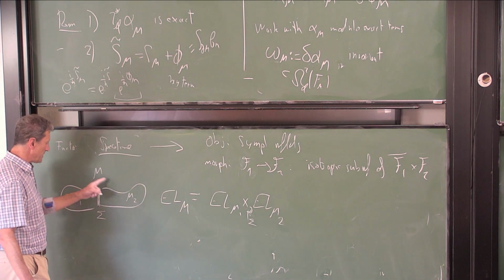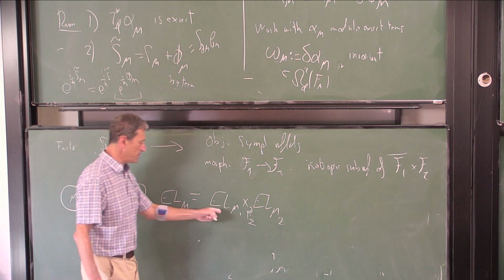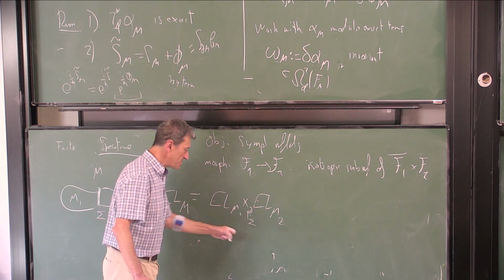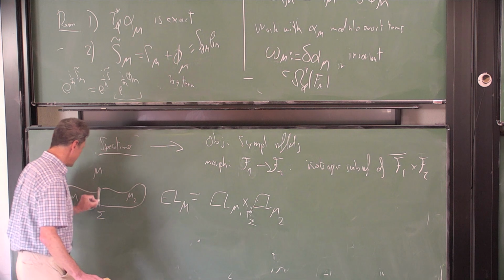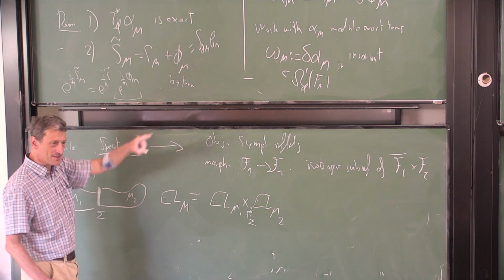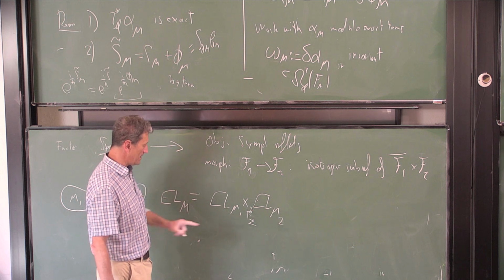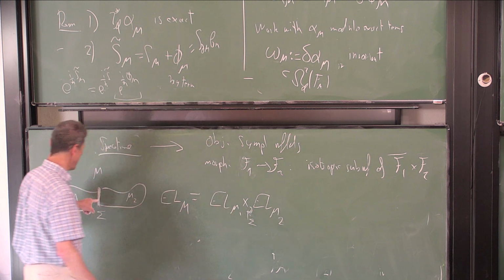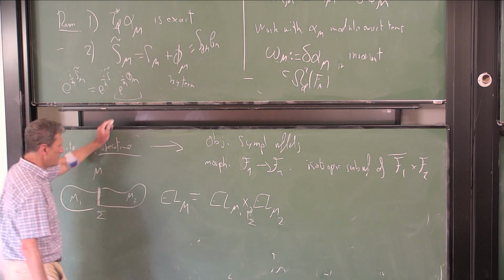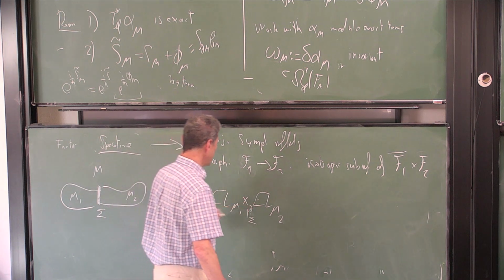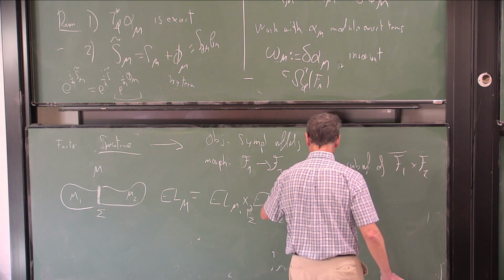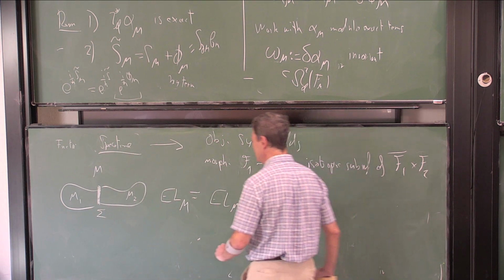Essentially, you see that the space of solutions on the whole M is given by pairs of solutions on M1 and M2, such that their boundary values match. In that sense, it's a fiber product over the space of boundary fields associated to sigma.